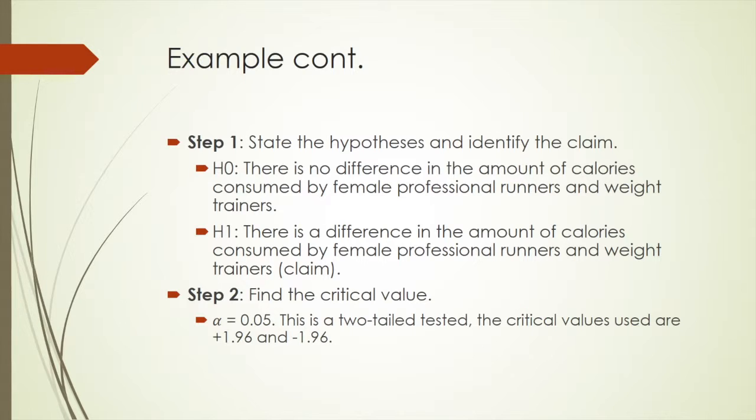Step 2, we want to find the critical value. At alpha equals 0.05, this is going to be a two-tailed test. The critical values used are positive 1.96 and negative 1.96.